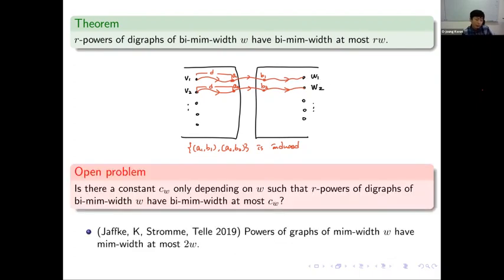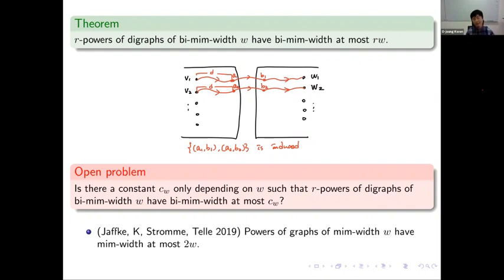But one open problem is that for undirected graphs, we can prove that the powers of graphs of mim-width w have mim-width at most 2w. But here we cannot do that. So I don't know if we can. So the question is: is there some constant d, depending only on w, such that whatever r you take, the r-th powers have bi-mim-width at most dw?